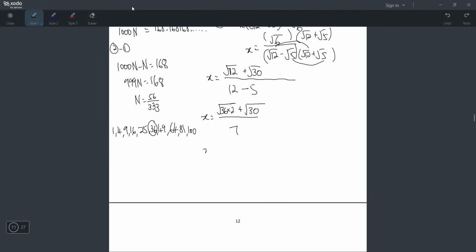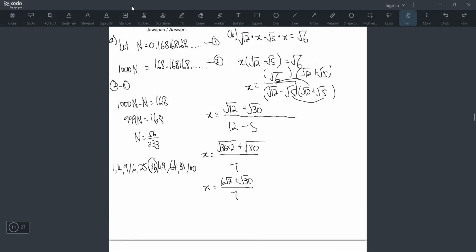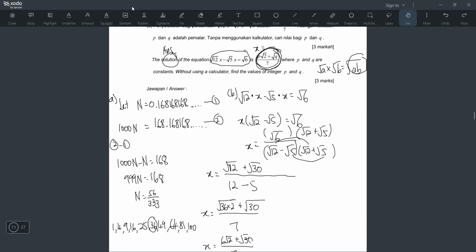So now you are just left with this. So x equals, okay, square root of 36 is 6, and then 2 cannot be square rooted, you just write 6 square root 2, and then plus square root 30 over 7. And finally, now we can compare my answer. This is finished already, I am done. So now we can compare my answer with the answer that they gave.